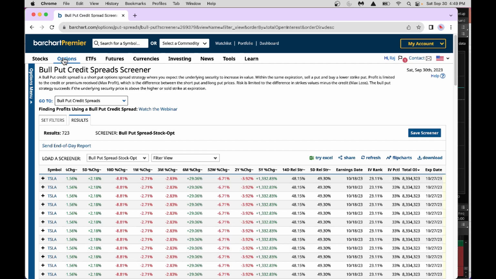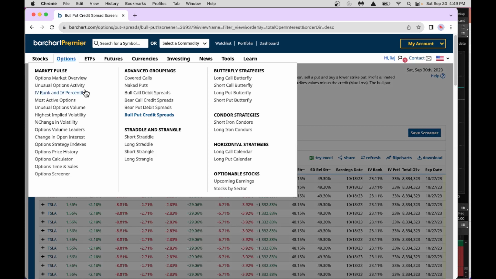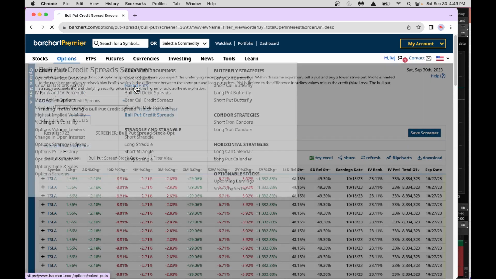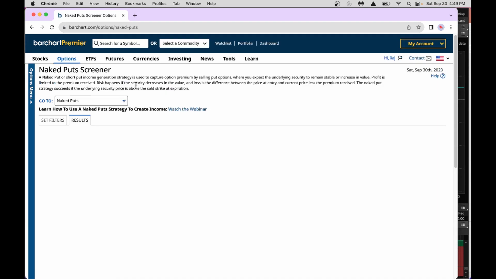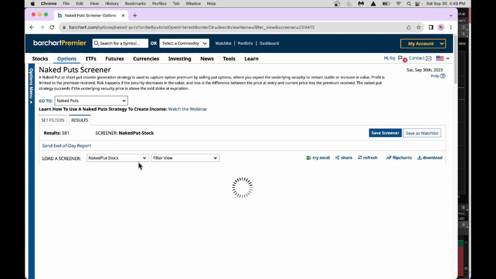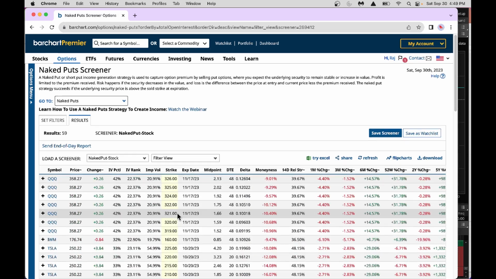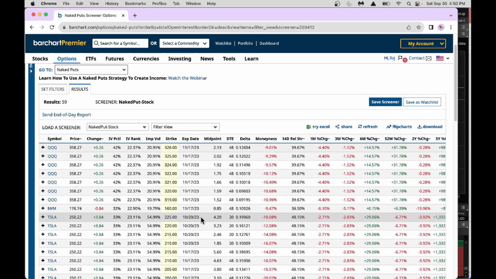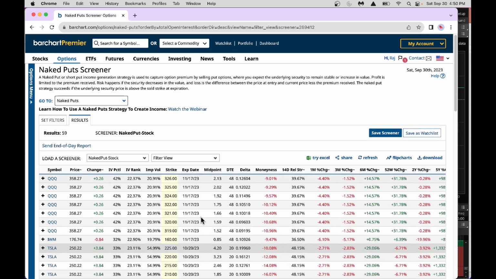Normally, by looking at a naked put screener here, you get a good idea. Many folks, if you're used to options trading, just by taking a look at naked puts here, if you have enough money, you could just sell a naked put. If you don't have enough money, you could sell a spread or a credit spread and make money. That's one of my favorite strategies.